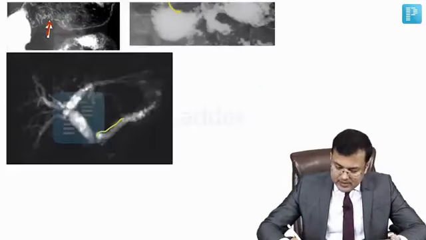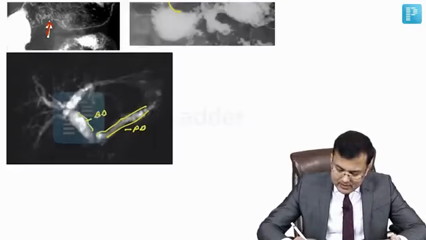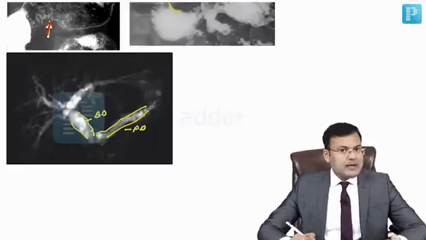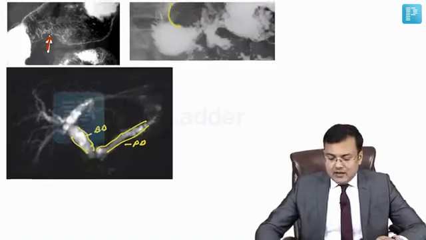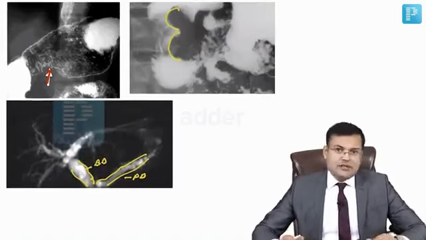In this ERCP, you can see the pancreatic duct and you can see the bile duct separately. So this is what? Double duct sign. So these are the image based questions which are frequently asked.